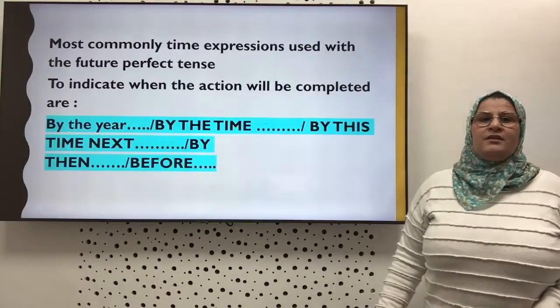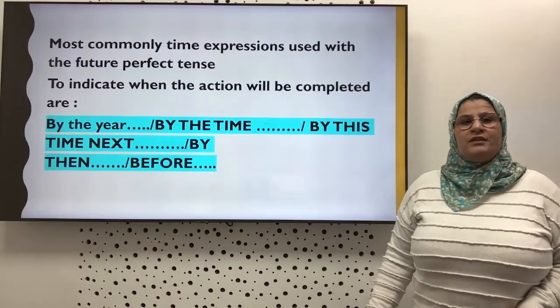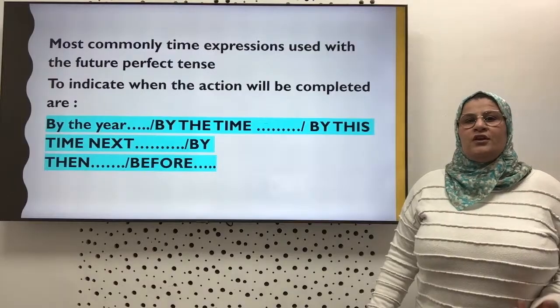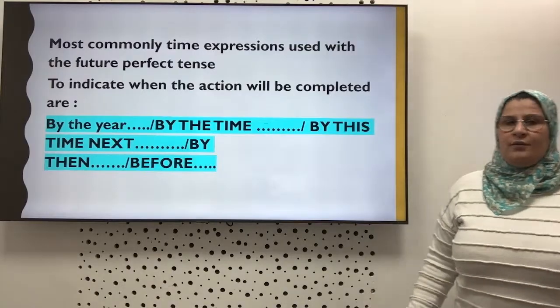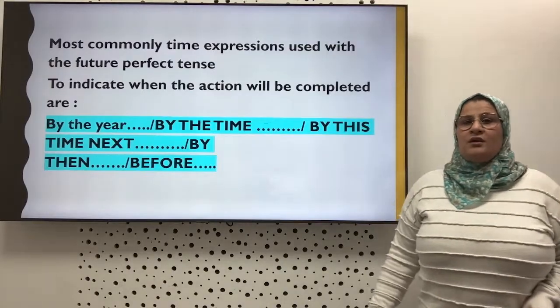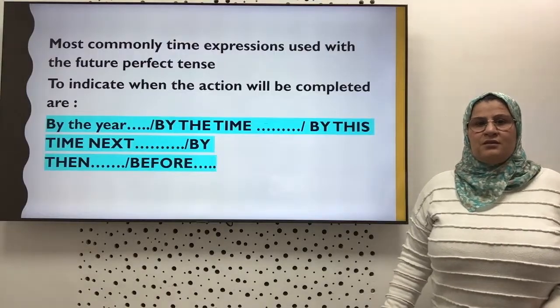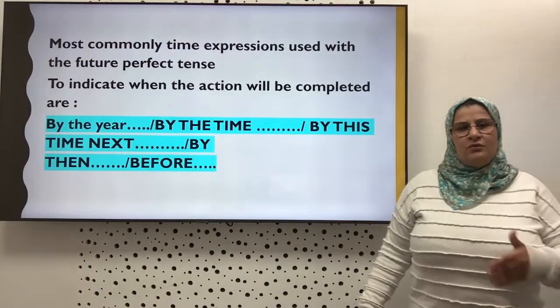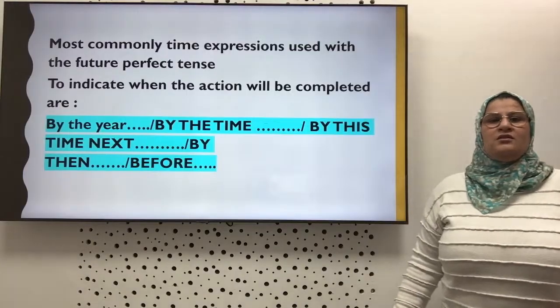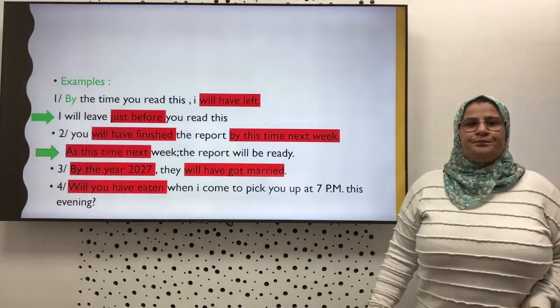Step number 3, we focus on time expressions used with the future perfect simple. Most commonly, time expressions used with the future perfect tense to indicate when the action will be completed are: by the year, by the time, by this time next year or next (it depends on the sentence), by then, and before.